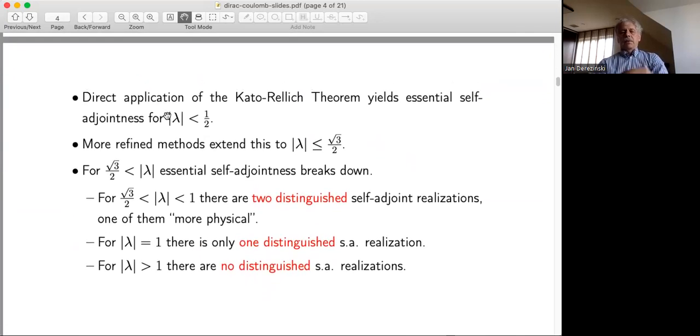So first, if you try to apply the Kato-Rellich theorem naively, then you get essential self-adjointness just for lambda less than 1/2. But this is an artifact of the Kato-Rellich theorem, and more refined methods extend this to the absolute value of lambda less than the square root of 3 over 2. So the essential self-adjointness is valid in this region. But this is not the end of the story. So for lambda greater than this number, essential self-adjointness breaks down.